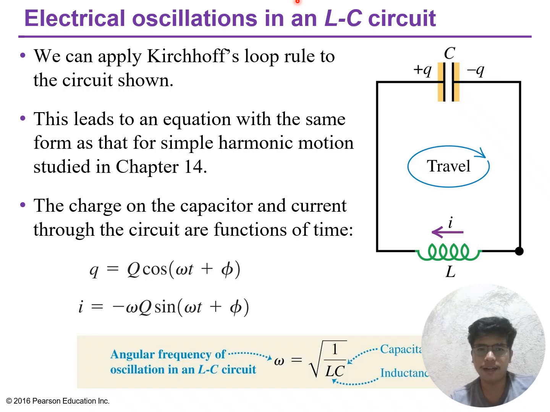Q not cosine of omega t plus phi. So it starts at maximum, swings to 0, and reverses. Current through the circuit is equal to dq over dt, so I of t equals minus omega Q not sine of omega t plus phi. So the current is maximum when the charge is 0.